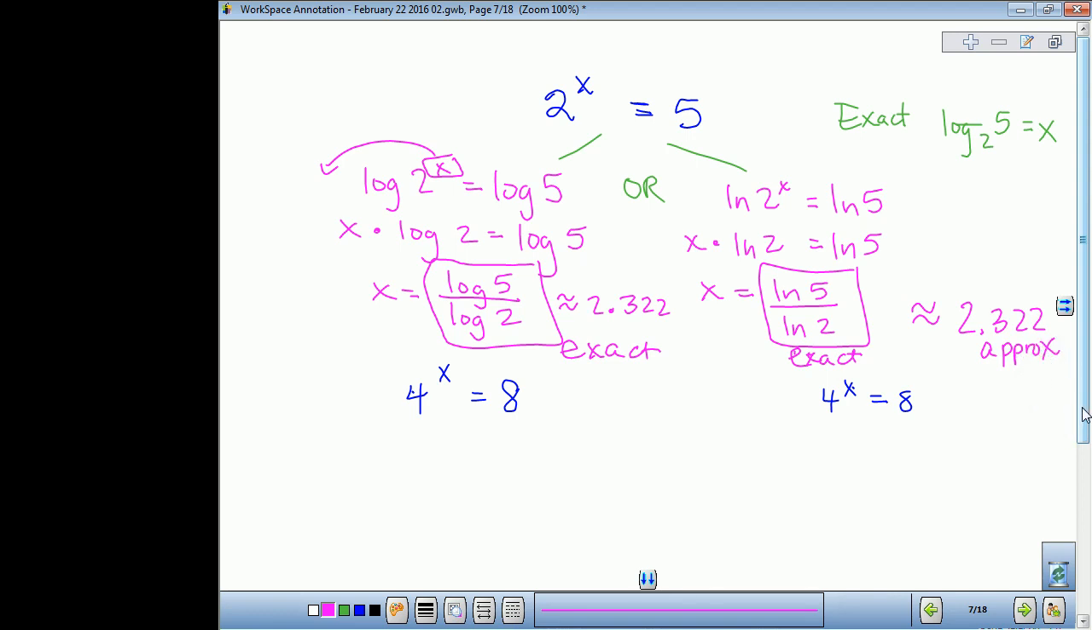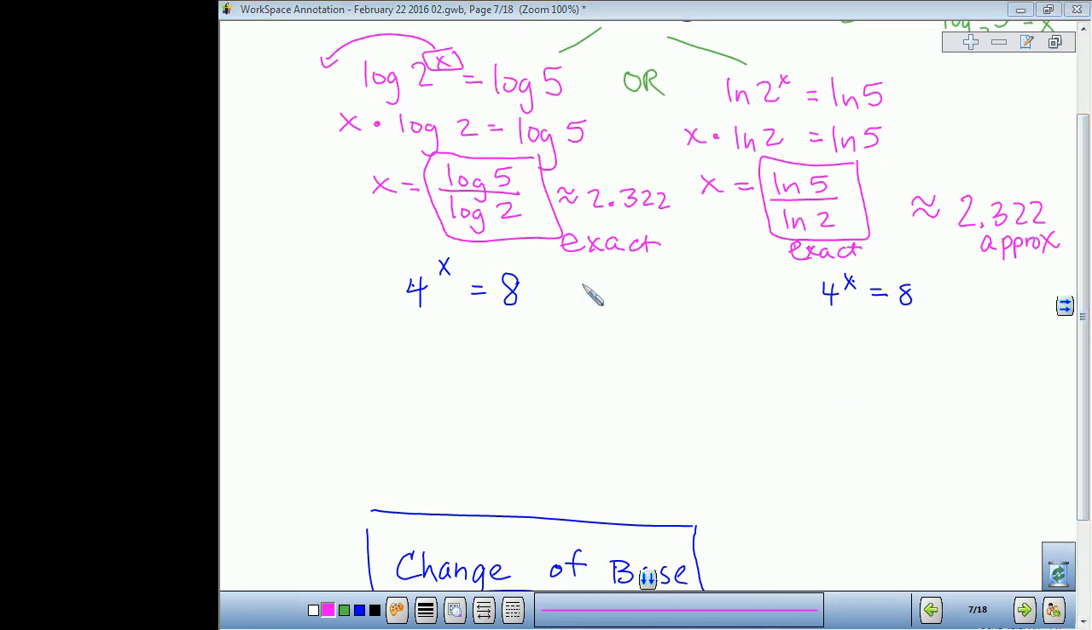Okay? Now, we know how to solve this problem. We don't even need logarithms. I wouldn't pick up my calculator for anything if I saw this problem. I would go straight here.